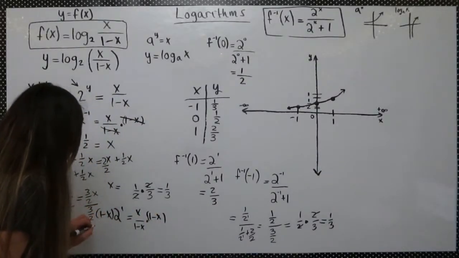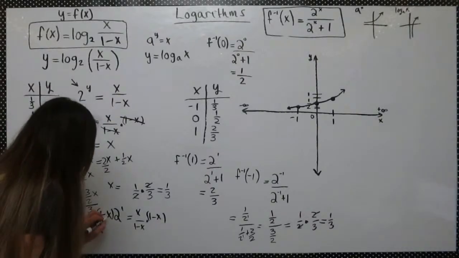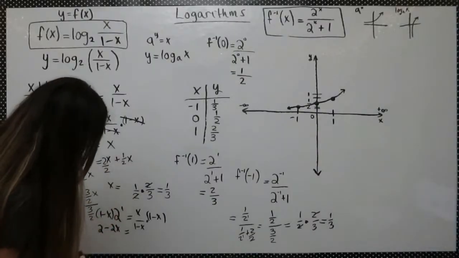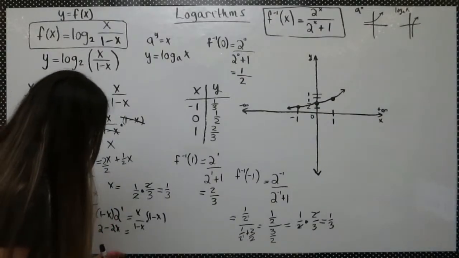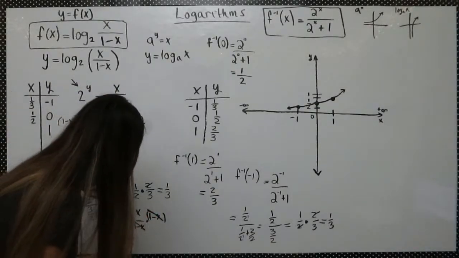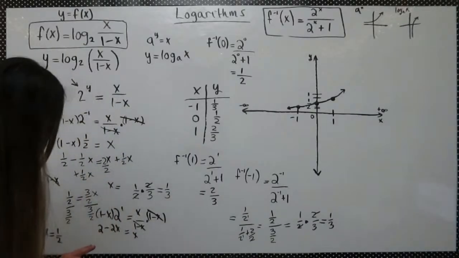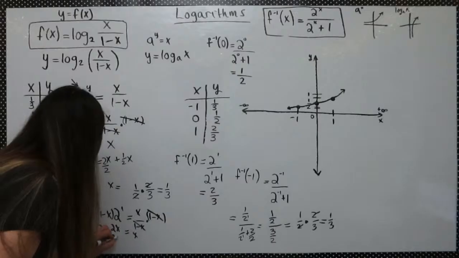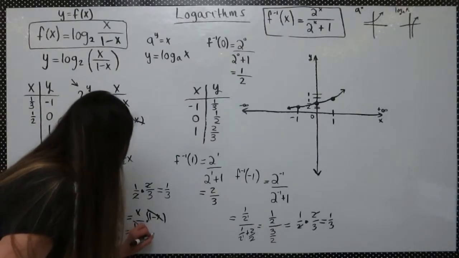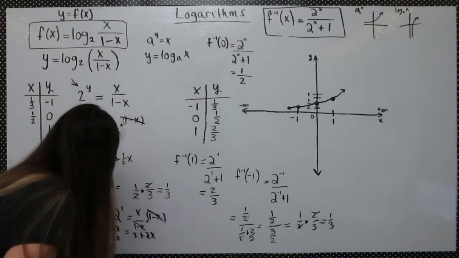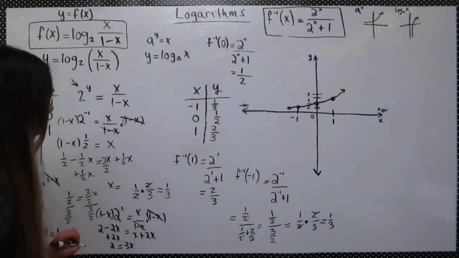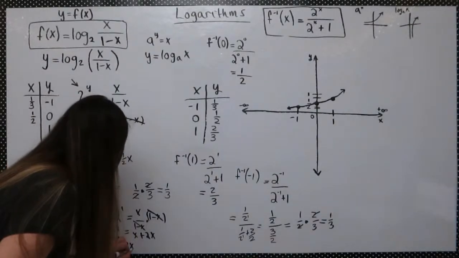And that's going to give me 2 minus 2x, because 2 to the first power is just 2. And those will cancel again, and you have x here. And then we're going to combine our variables. So we have to add 2x to both sides. And that's going to be 2 equals 3x. And now we will divide off the 3.